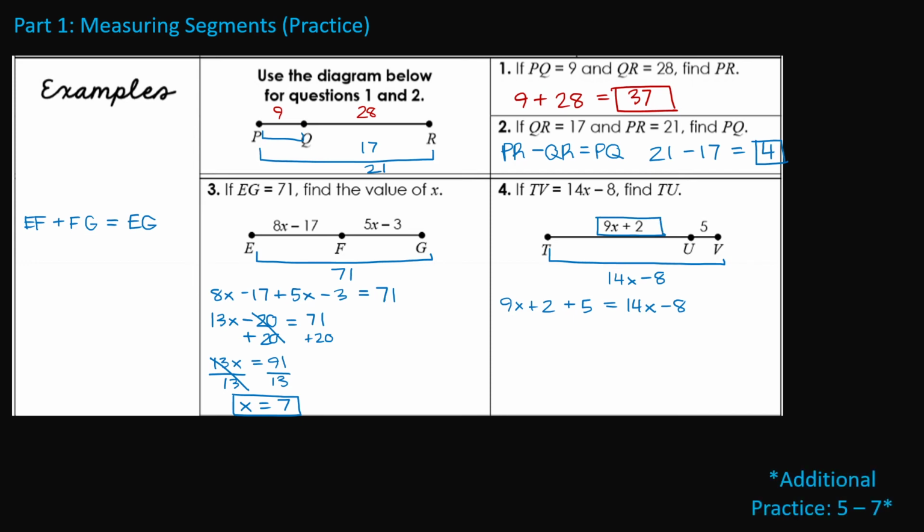If you would like additional practice with this concept using the segment addition postulate, numbers 5 through 7 are excellent practice. Again, I recommend that you are modeling the equations with the line segment names first, and then filling them in with the expressions in the diagram.